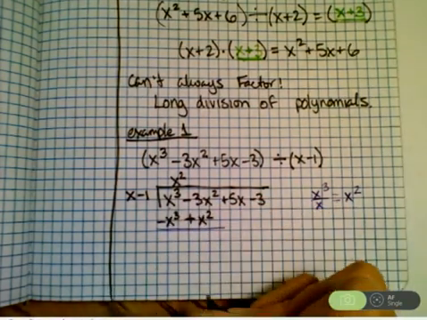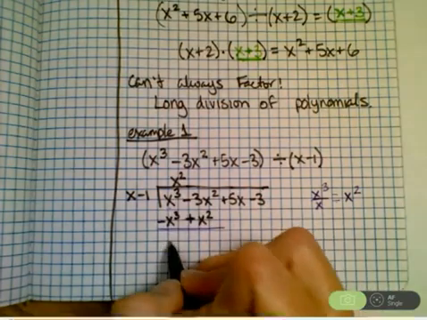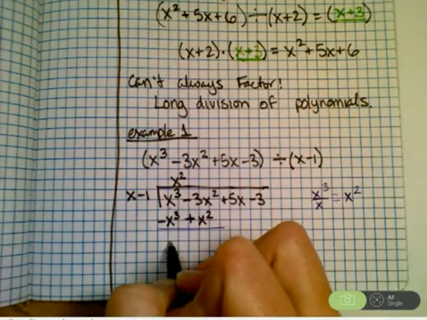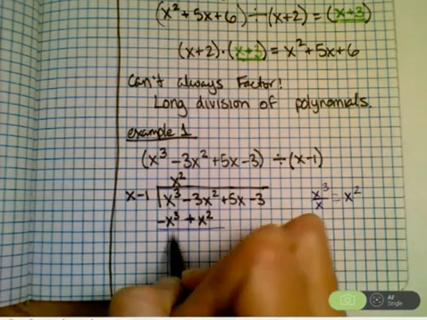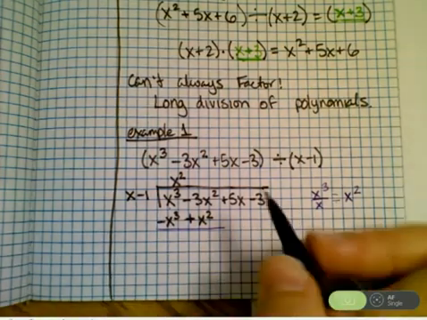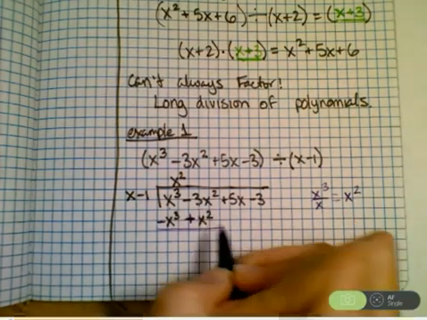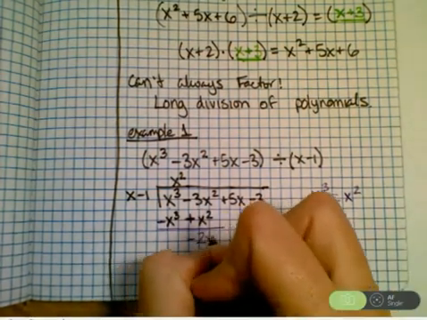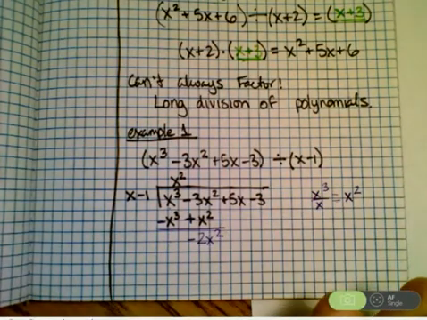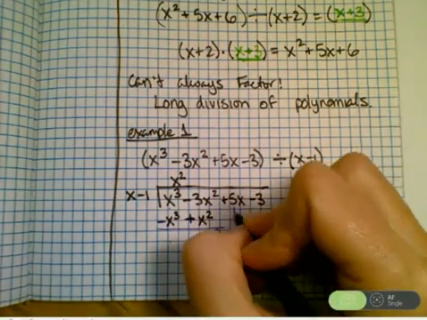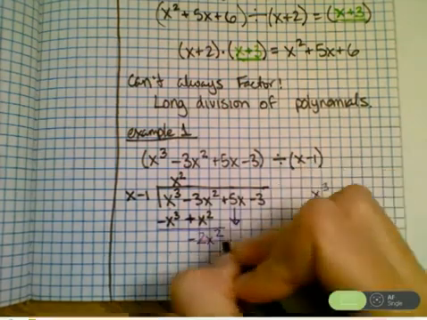Now we're going to just combine like terms going up and down. X cubed minus x cubed is 0. If that doesn't give you 0, you did something wrong, and you've got to start over. You always should get 0 from that first part. Negative 3x squared plus x squared is negative 2x squared. So that's what I get when I combine those. And then I bring down my next term.